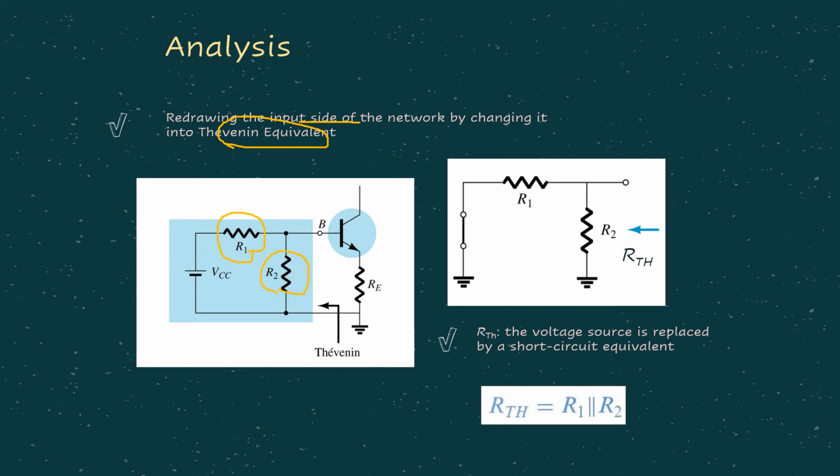So from here we can simplify this particular network into a Thevenin equivalent circuit, where R1 and R2 can be represented by the Thevenin resistance, which is equal to R1 in parallel with R2. Remember, in order for us to find the Thevenin resistance, the VCC, we short circuit, turn it off. So our RTH is R1 in parallel with R2.